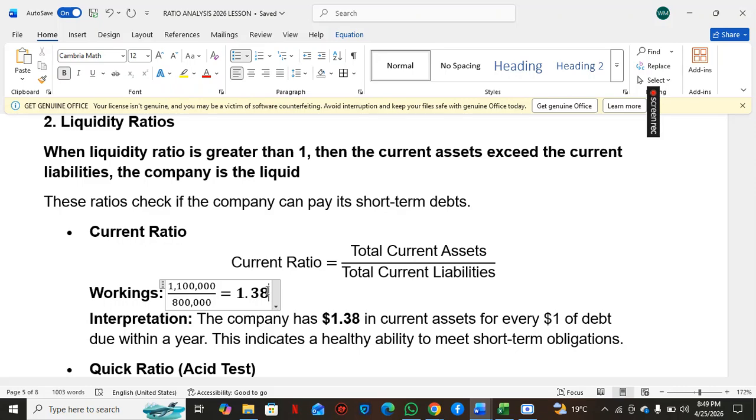The other way to think of it is, for every $1 of current liabilities the company has, it has $1.38 in current assets. For every $1 of current liabilities that this company is owing, it has $1.38 of current assets. Basically, which means the current assets can cover the current liabilities and you remain with change. Any questions?